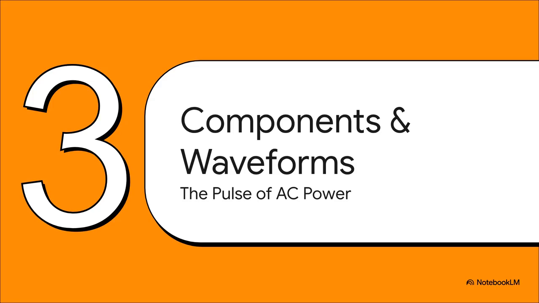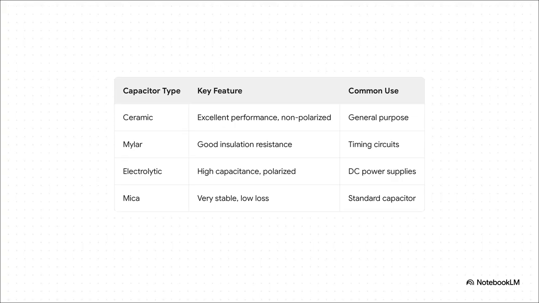Okay, we've wrestled with the invisible fields, and we've learned the laws of the road. Now let's look at the actual players in this game, the physical parts and the unique pulse of the alternating current, or AC, that powers pretty much everything in our home. Capacitors are a huge deal. They act like tiny little batteries that can charge and discharge incredibly fast, but they're not all the same.